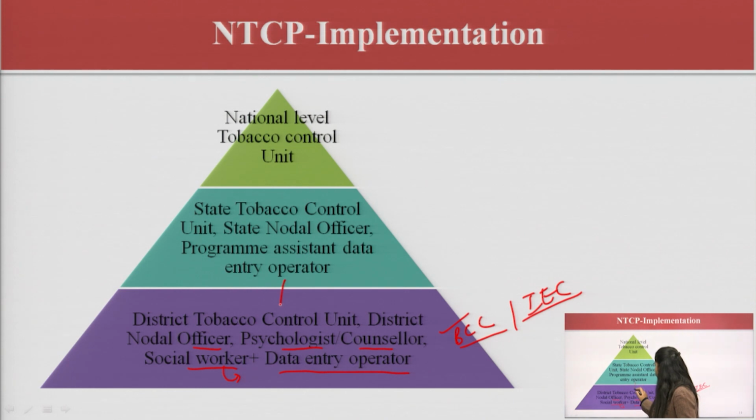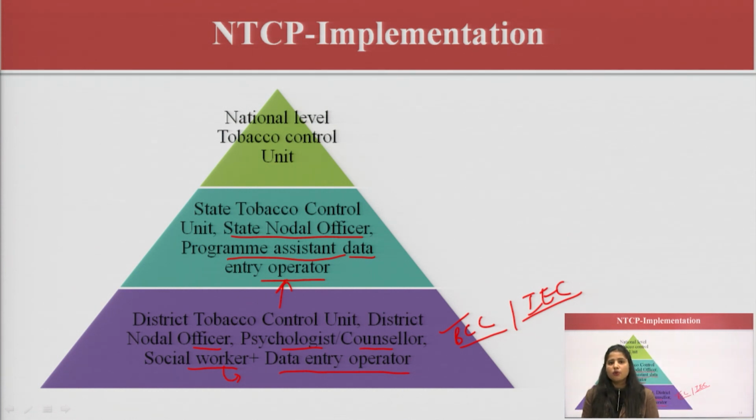Then above it we see the state tobacco control unit, working at the state level and controlled by the state nodal officer. Program assistants are there, data entry operators are there, monitoring all of the data. For every program, how do we know we are achieving the points we made in the objectives? This is only by the use of the data we are getting. Tracking the data, monitoring the data, evaluating the data is the only means by which we know we are doing good.